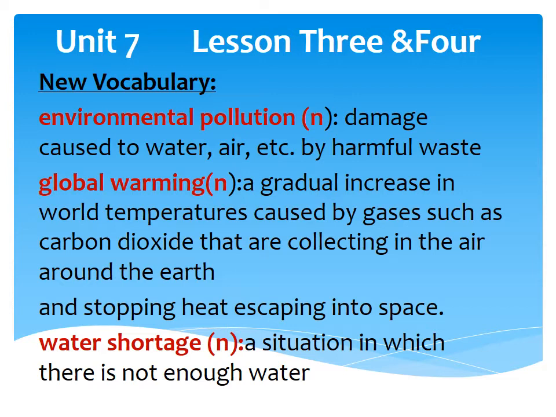Global warming means the great increase of the temperature of gases that surround the earth. So the heat is trapped into the earth, and it stops it from escaping into space. This is called global warming. So global warming means a gradual increase in world temperature caused by gases such as carbon dioxide that are collecting in the air around the earth and stopping heat escaping into space.